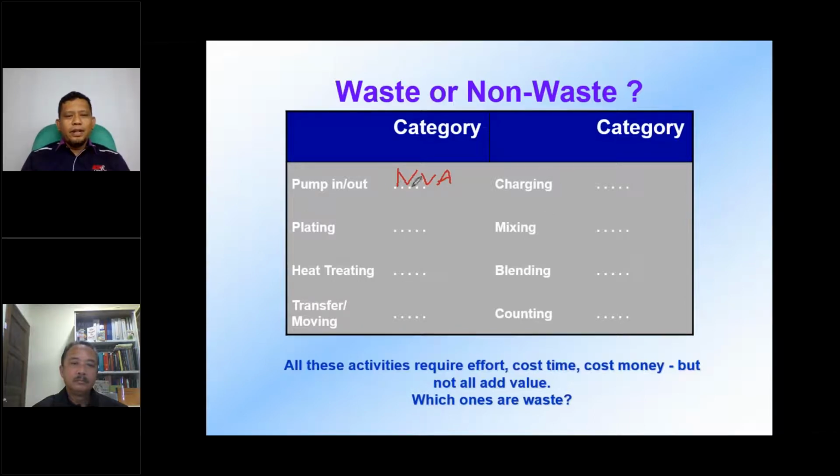Pump in and out. Sometimes the process is we pump the raw material to the reactor. Sometimes we use feeding or charging. In one of the companies that I audited last week, they actually use manual charging. Manual charging means they buy the raw material in 25 kilo bags. They cut the bag and then put it into the reactor.